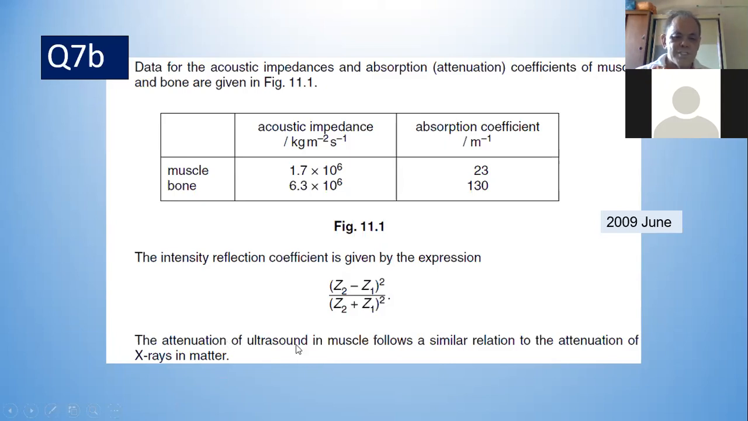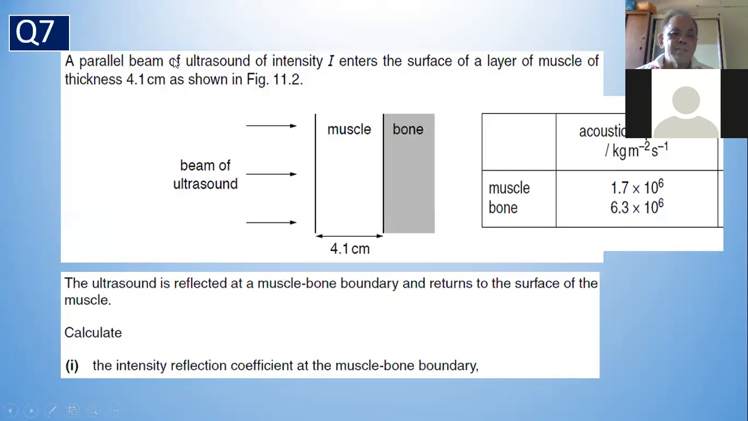The attenuation of ultrasound in muscle follows a similar relation to the attenuation of X-rays in metal. A parallel beam of ultrasound enters the surface of a layer of muscle. That's your muscle, thickness 4.1 cm. That's your bone. The ultrasound is reflected at the muscle-bone boundary and returned to the surface of the muscle. Right? It turns back there, reflection there. Calculate the intensity reflection coefficient of the muscle-bone boundary.